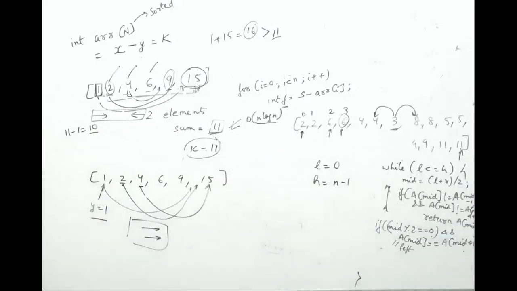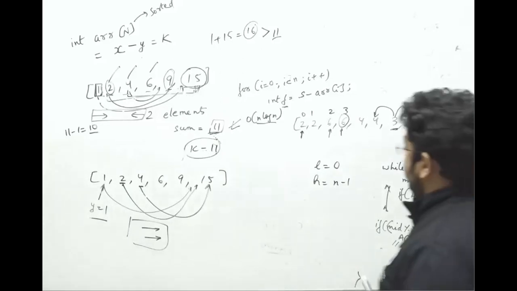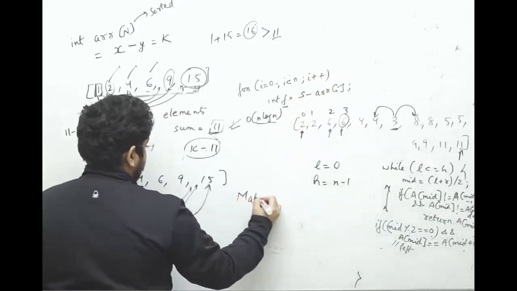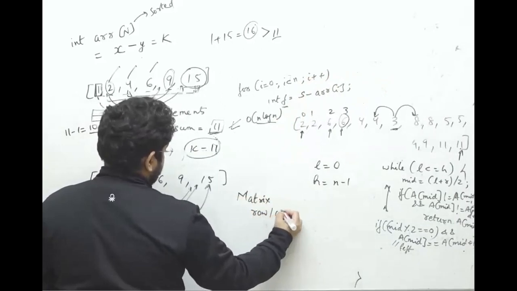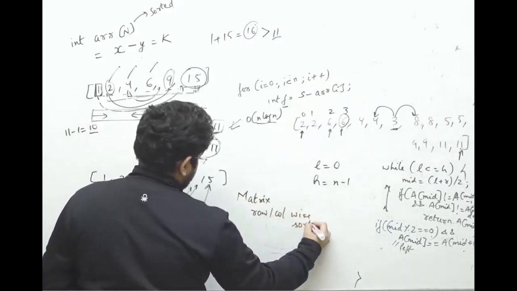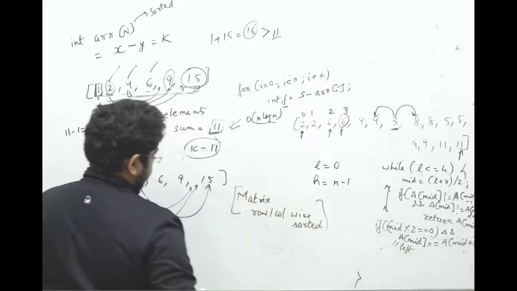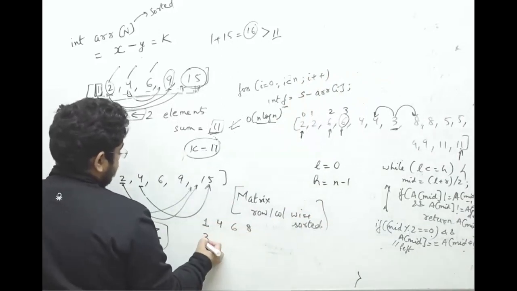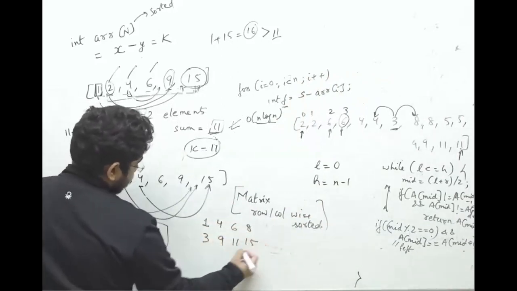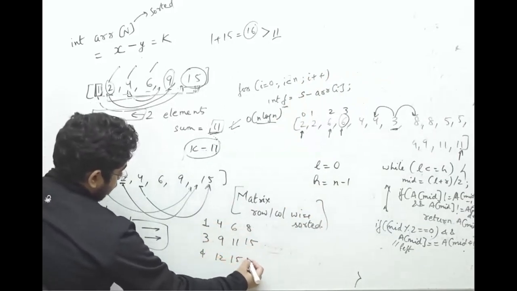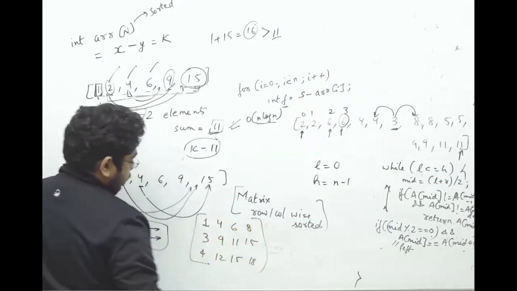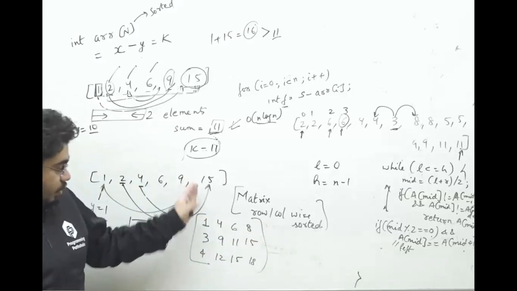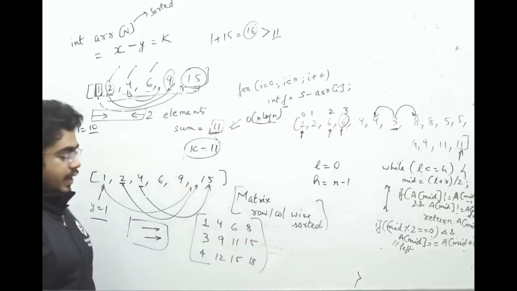One more important question, I'll just mention it so that you can try it on your own. There is a common question where we are given a matrix which is row and column wise sorted. So as an example, if I have something like 1, 4, 6, 8, 3, 9, 11, 15, and 4, 12, 15, 18. Let's say something like this. And you have to find an element in it. Every row is sorted, every column is sorted, and you have to find a random element in it.